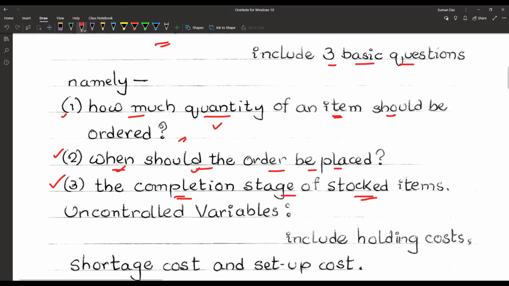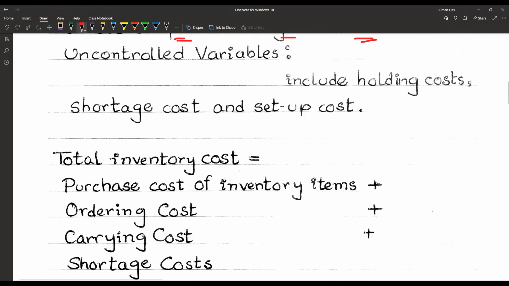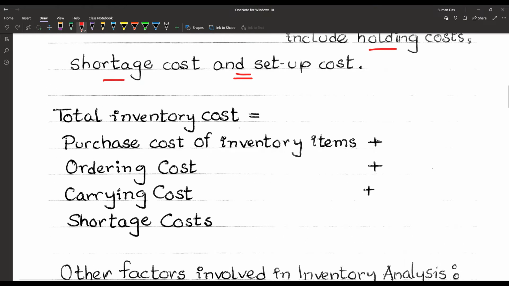Now, when we are discussing the uncontrolled variables, those include the holding costs, shortage cost, and also the setup cost. We have to remember the total inventory cost is the summation of the purchase cost of inventory items, the ordering cost, the carrying cost, and also the shortage cost.